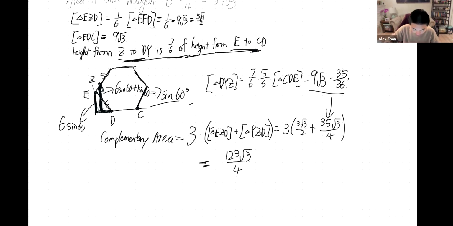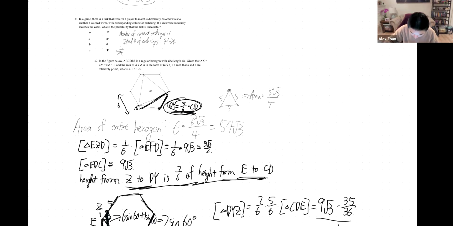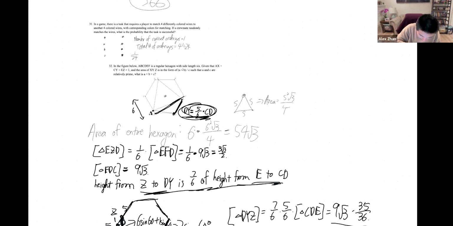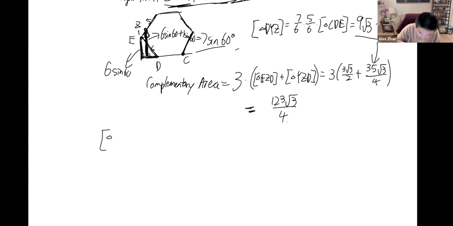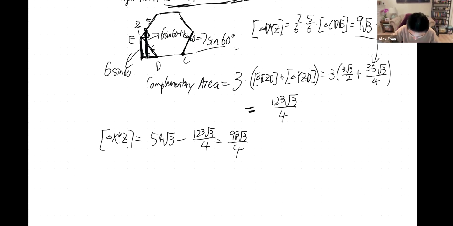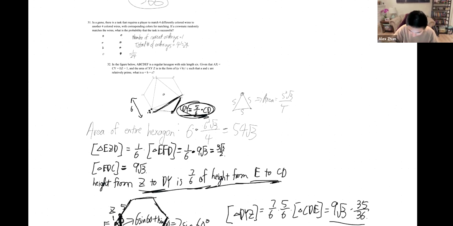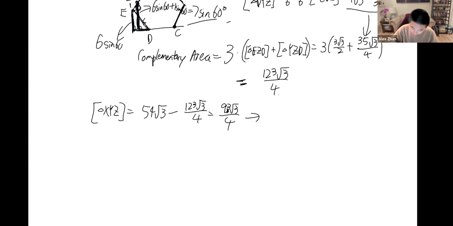Thus our area that we want, which is triangle XYZ, is equal to the total minus the complement, which is 54 root 3 minus 123 root 3 over 4, equals 93 root 3 over 4. I believe the format the answer wanted was the sum A plus B plus C. Thus, our final answer would be 93 plus 3 plus 4 equals 100. So that is our method for this problem.